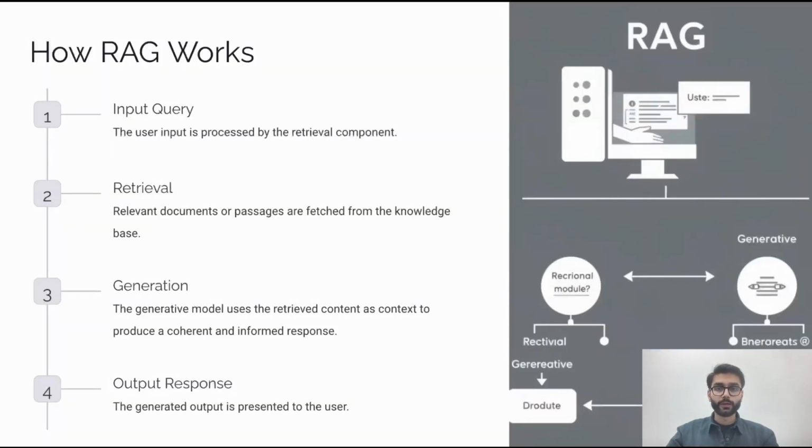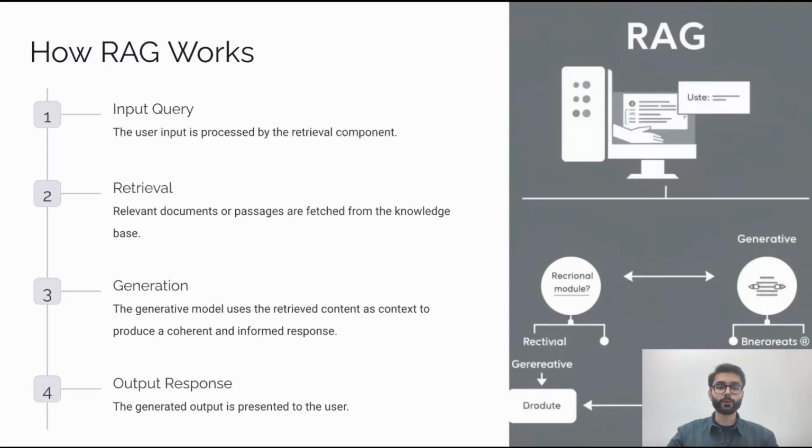To deal with that, there is a flow in the RAG architecture. Let's start with the input query. That input query is nothing but the prompt that you give in any kind of large language model. Let's say it is GPT, let's say it is Ollama or any other large language model. Initially, you will input a query. The user input is processed by the retrieval component. Then after that, there is a retrieval component.